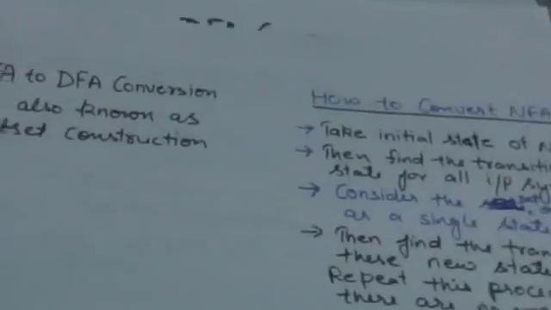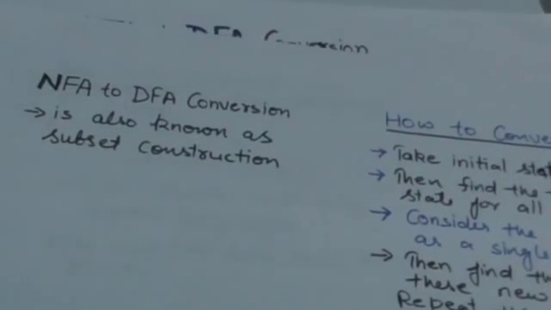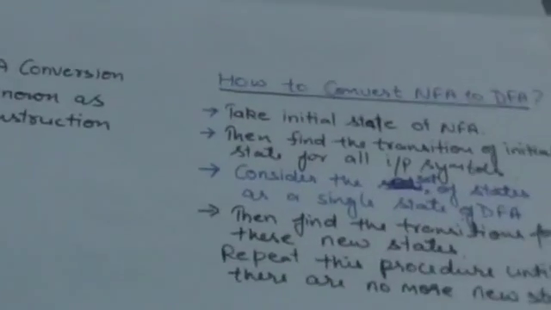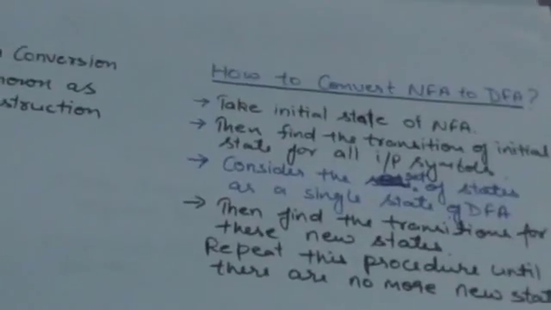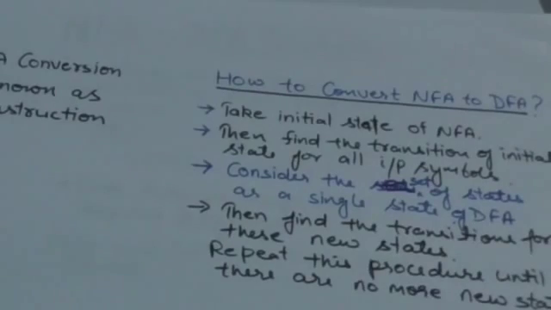Now, NFA to DFA conversion. It is also known as subset construction. Now, how do we do it? It includes a few steps. First step is to take the initial state of the NFA. The initial state of the NFA would be the initial state of the DFA. Now find the transition of this initial state for all possible input symbols, right?